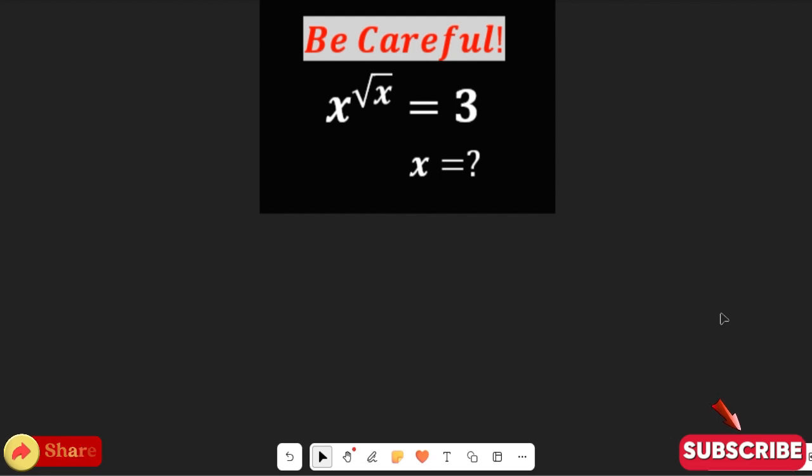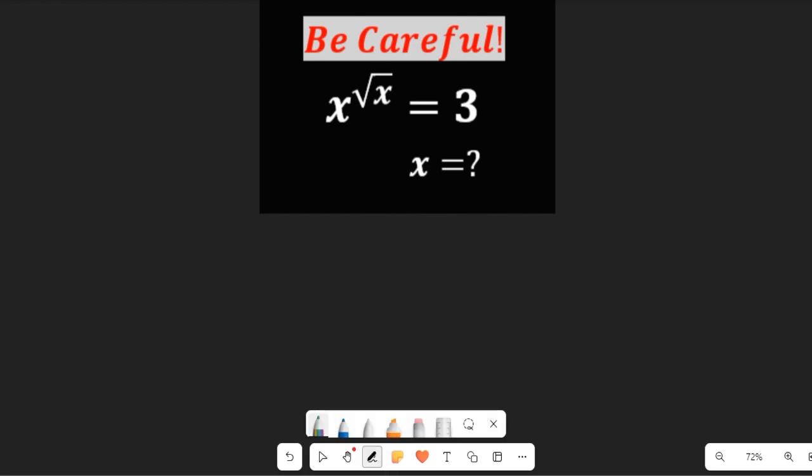Now, to solve this question, we need to look at how we can apply some rules of mathematics in order to solve it carefully. Now, let's look at this. We have x to the power of the square root of x.